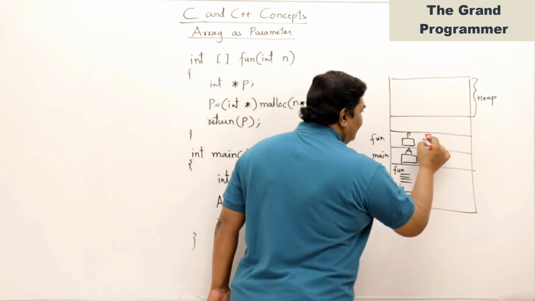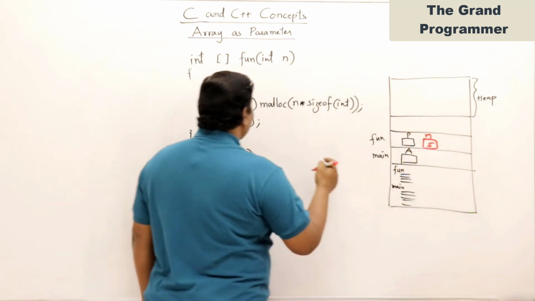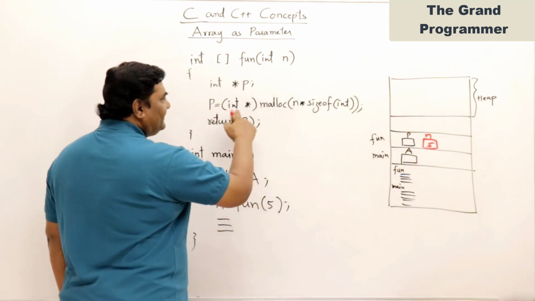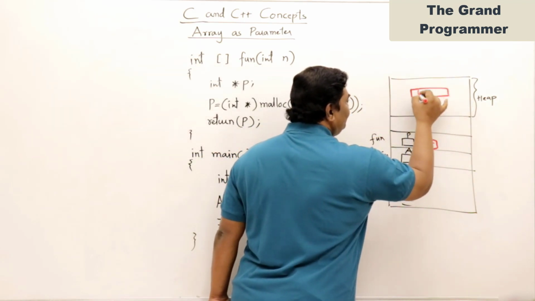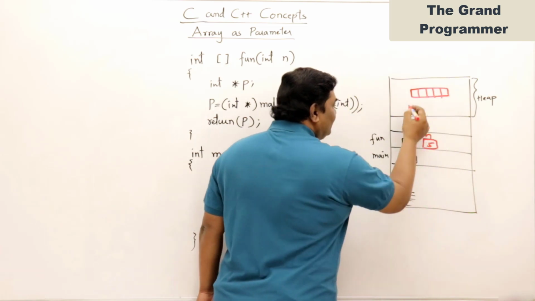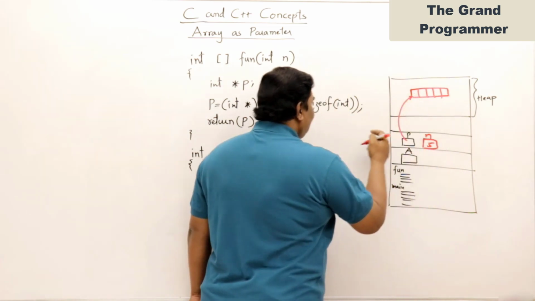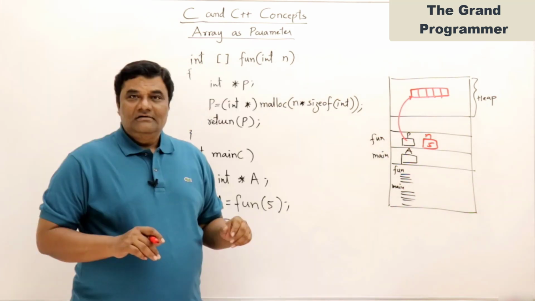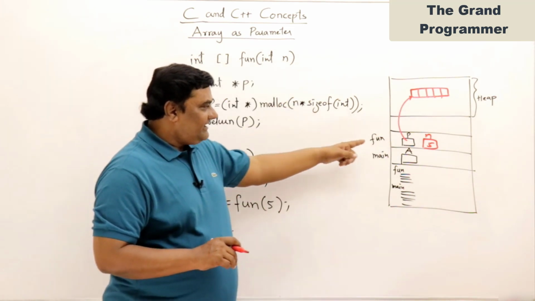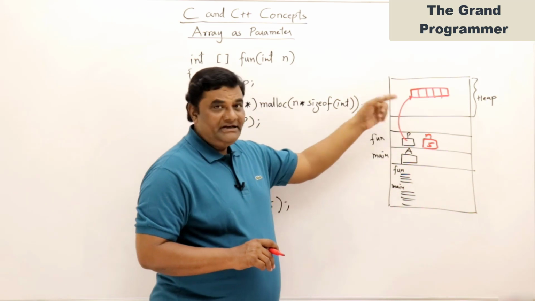So it's also having n. It will have the value 5. Then malloc will allocate the memory in heap. So inside heap an array of size 5 will be created. Then the address of that will be present in p because that is stored in p, and that p belongs to function fun. That array in heap is indirectly accessible by this pointer p.